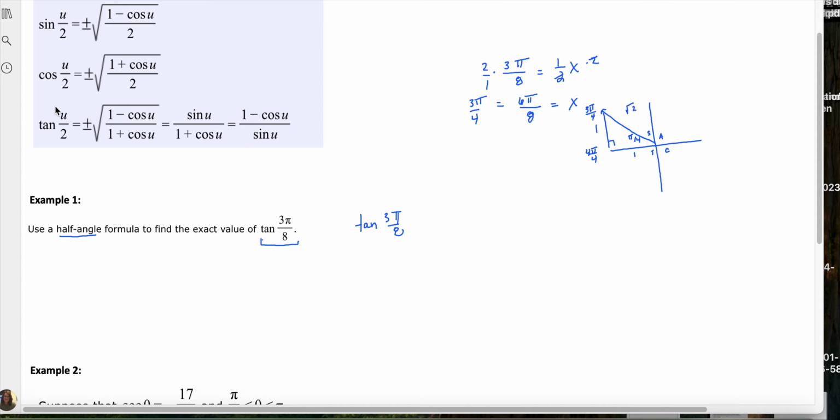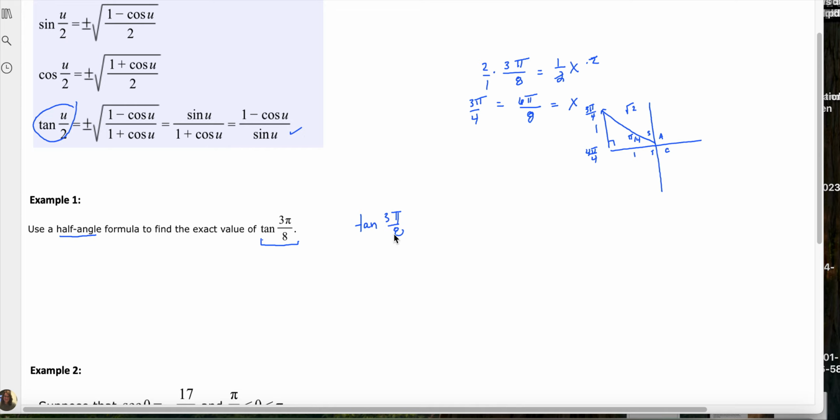So what I can do now to find this exact value of tangent of 3 pi over 8 is use the half angle formula. Now tangent has 3 different variations of it, and all 3 of them will take you to the same place. It kind of just depends on what's given. I can find sine and cosine of our specific angle here, so I can use any of these formulas. So I'm just going to make it easy on myself and use this last one.